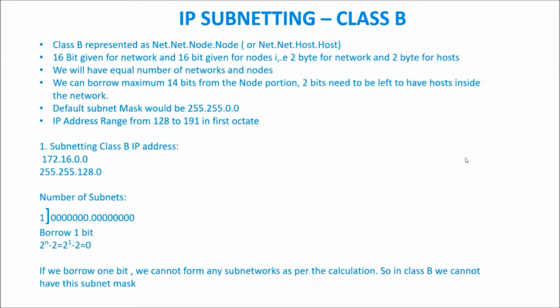Here we can borrow a maximum of 14 bits. Out of 16 bits, I can borrow 14 bits. So the remaining 2 bits we have to leave for the host portion. The default subnet mask is 255.255.0.0. But once I do subnetting and divide the big network into smaller networks, the subnet mask will get added up. And the IP address range is from 128 to 191.